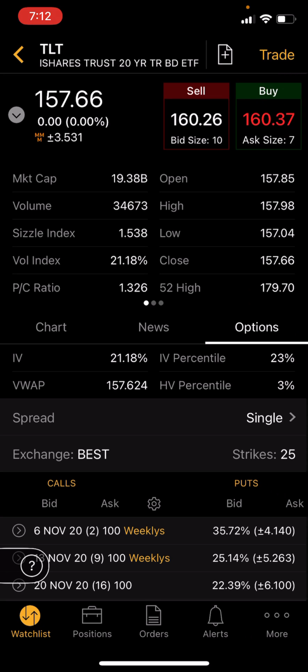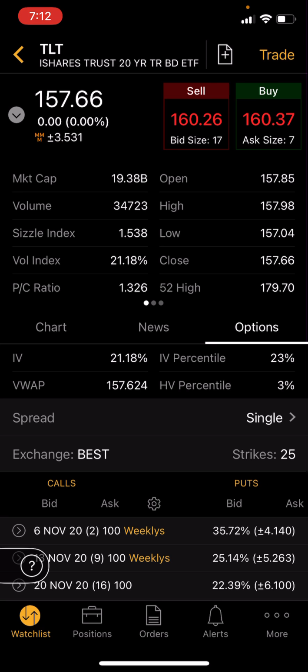And they give you your statistics. You can see it's currently the bid and the ask, right? The sell, the buy, 160. And then 160 is at the money. Although the last price was 157.66, it looks like, right? All right. So market's not open yet.